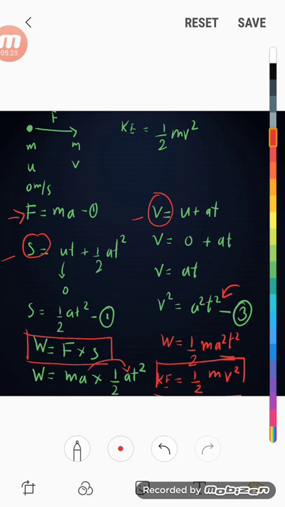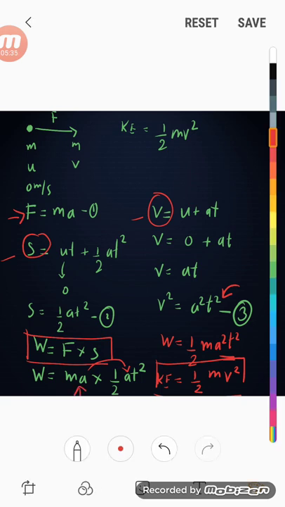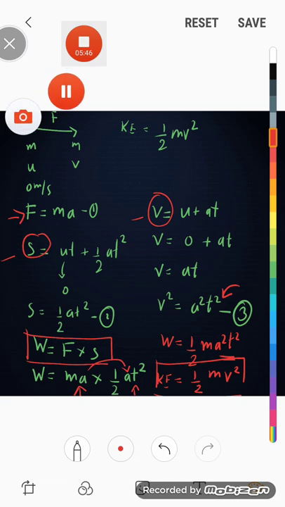So W is equal to F into s. In place of F we put ma from 1, and in place of s we put half at square from 2, and then we get the things. Okay, so quite easy, right? So do your best.